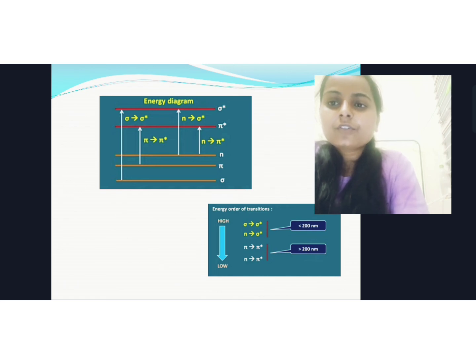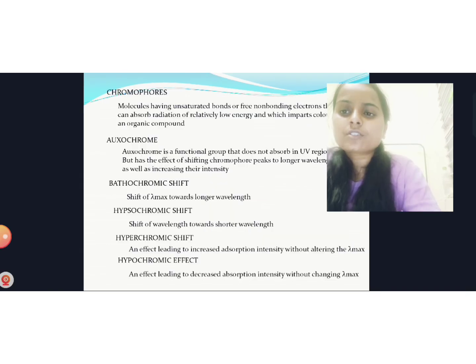Now next is the energy diagram for the transitions. We can observe in this diagram that the sigma to sigma star transition has a very high energy gap, and it requires very high energy for the transition. In the same way, for the n to pi star transition, there is a smaller energy gap and we require less energy. So next is chromophores.